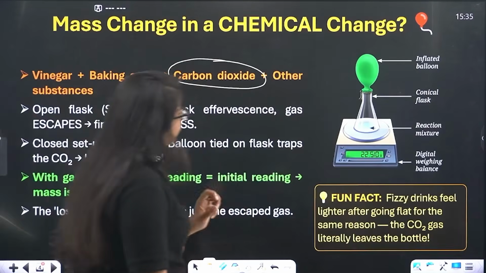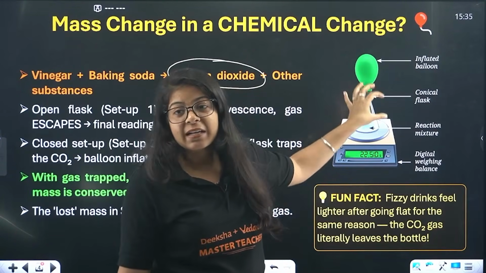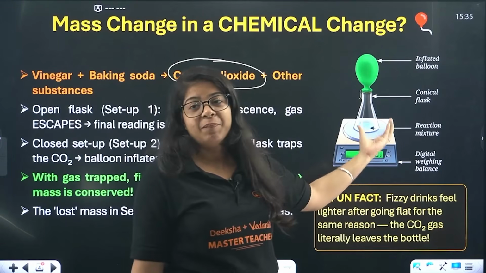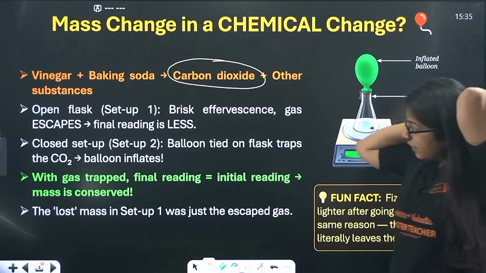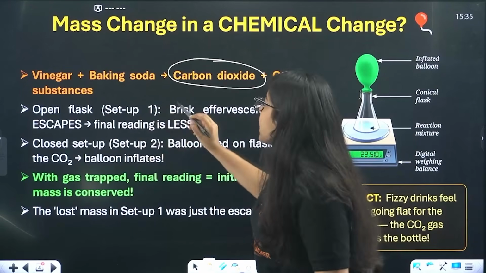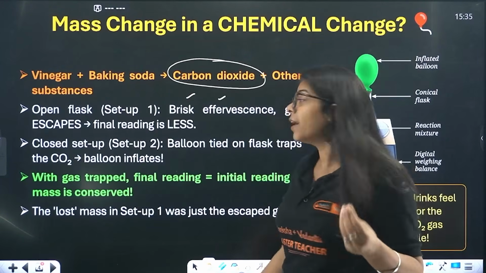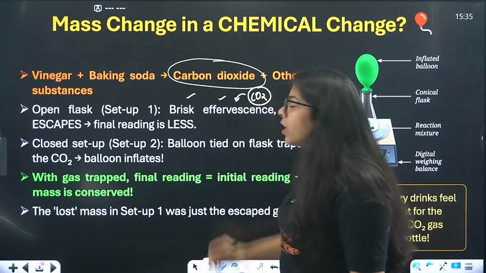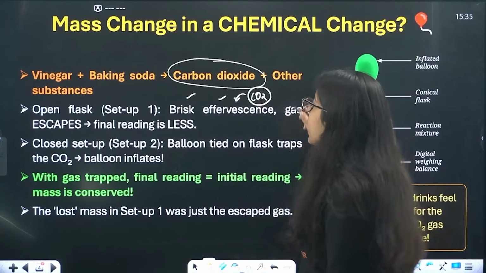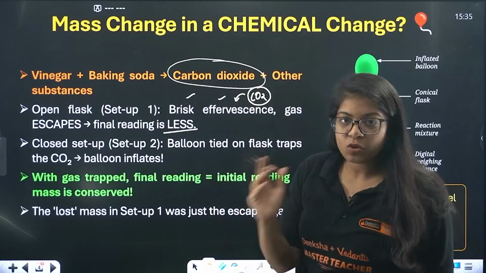And let's study what we have written. See, this is the structure that we are using in the activity. So we have a weighing scale, we have a beaker, we have a balloon. Okay, now beta, what is written? Read it carefully. So in one flask, set up one brisk effervescence. Brisk effervescence is called when CO2 is released. Okay, gas escapes. So the final reading is less, as we saw in the first case.